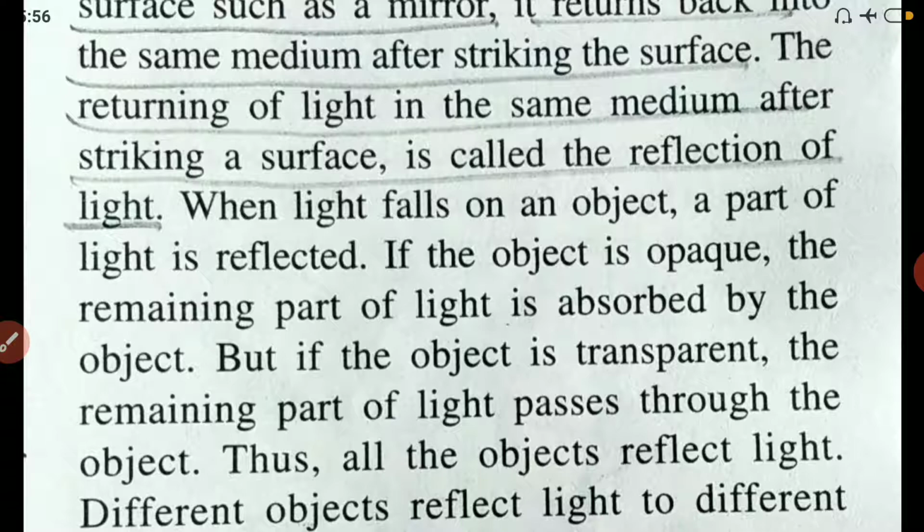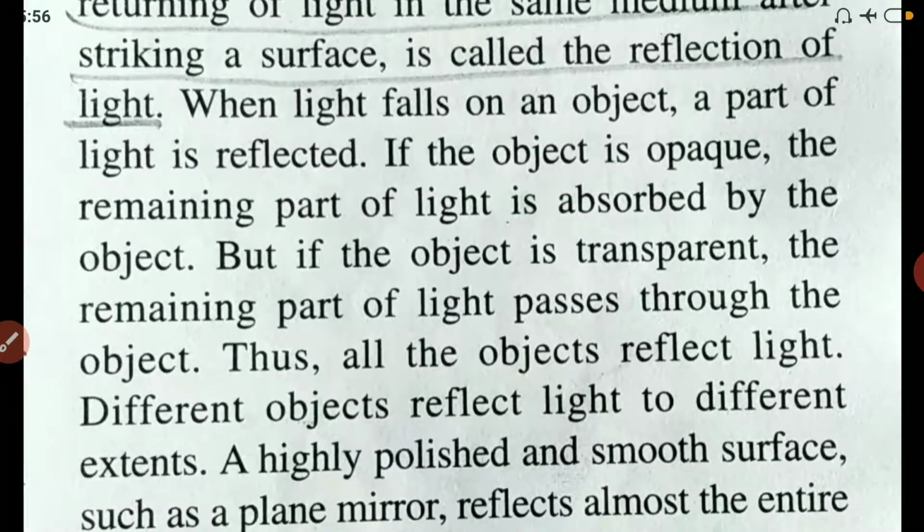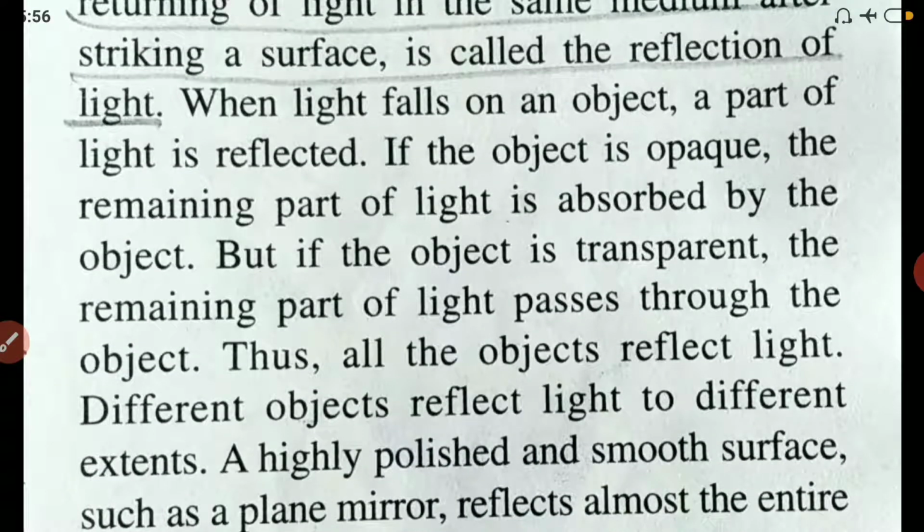Thus all objects reflect light. It might be transparent, translucent or opaque, because if the object does not reflect light, we cannot see that object. We can see the glass, right? It will not allow 100% of light to pass through it. If something allowed 100% of light to pass through it, we could not see that object, because no light is getting reflected from it. In order to see the object, light has to get reflected.